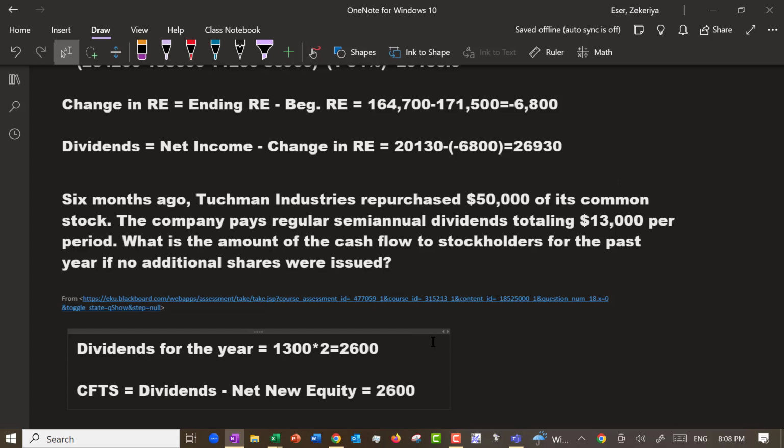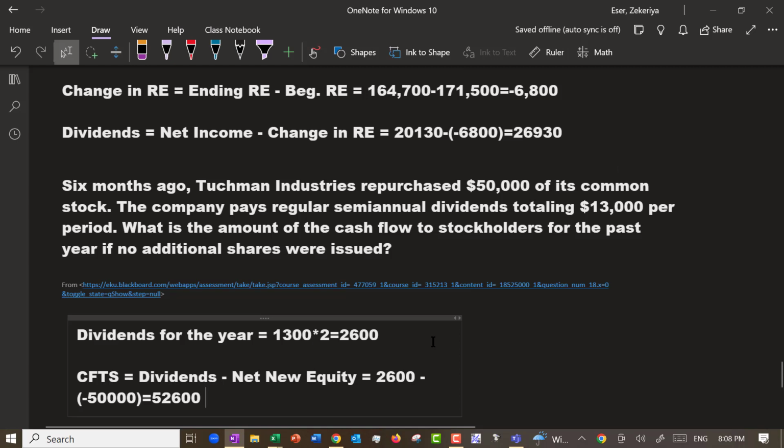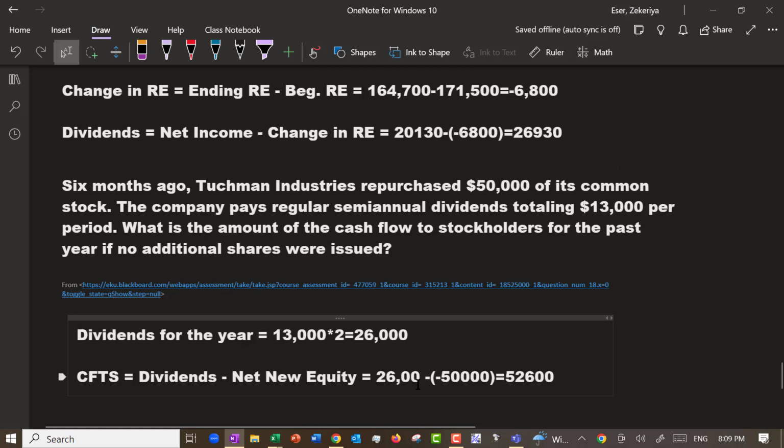So 26,000 minus negative 50,000. Supposed to be 26,000 for the 13,000. Oh, thank you. That's 13,000 per period, and I'm going to be pedestrian. $76,000.